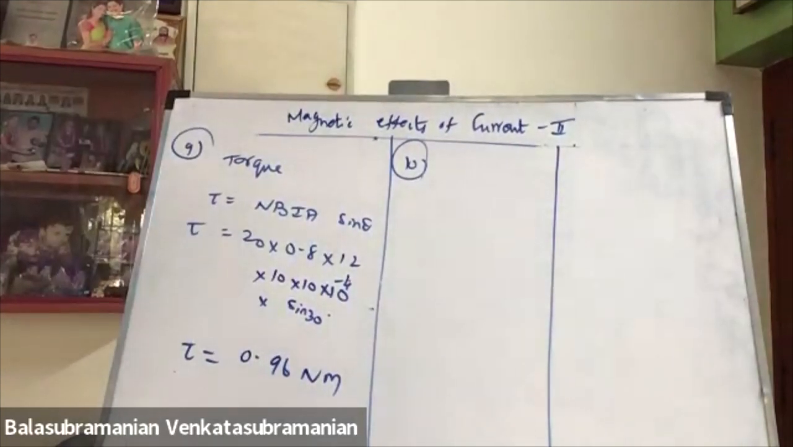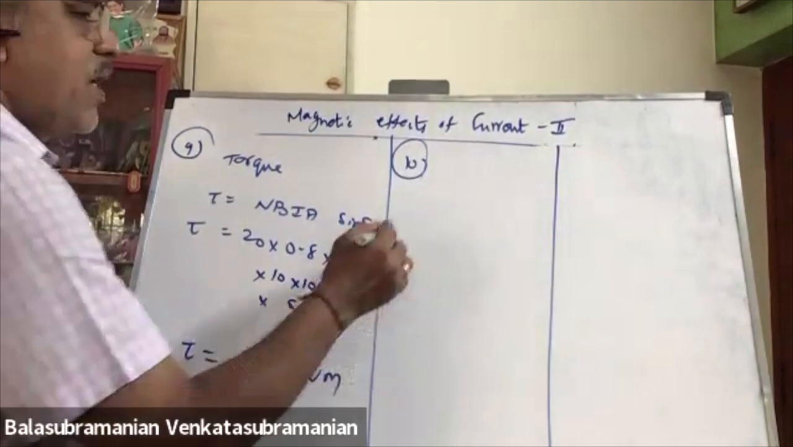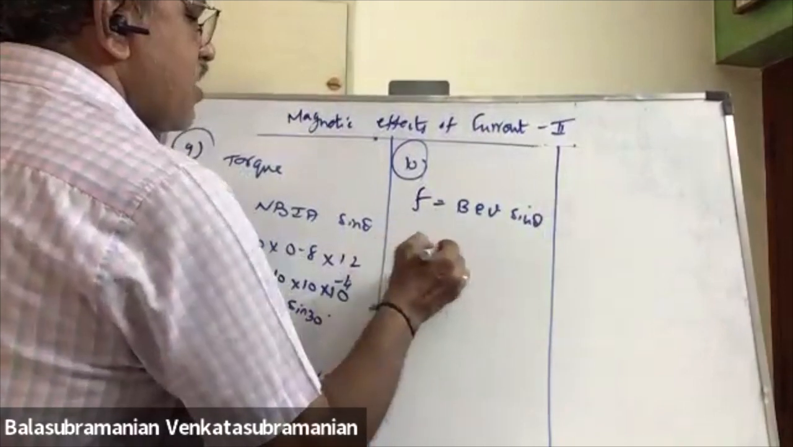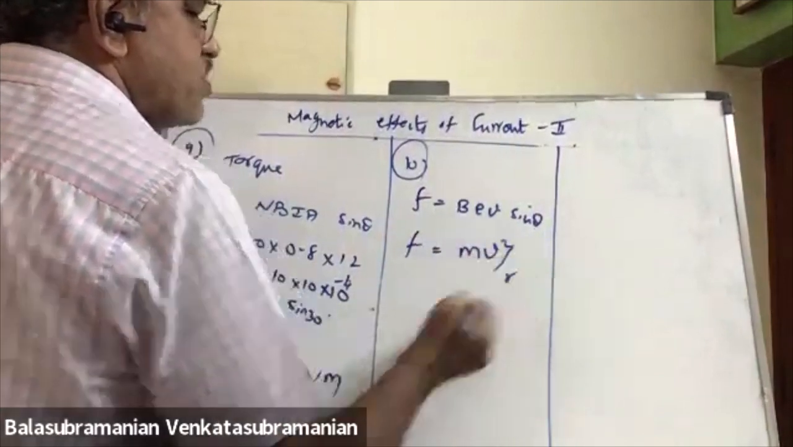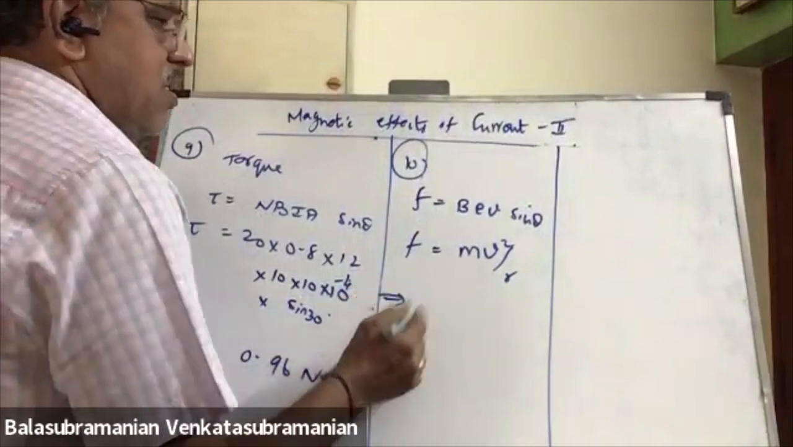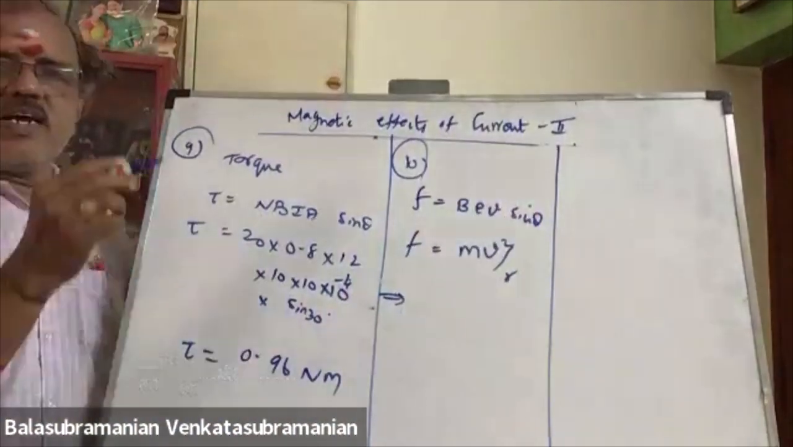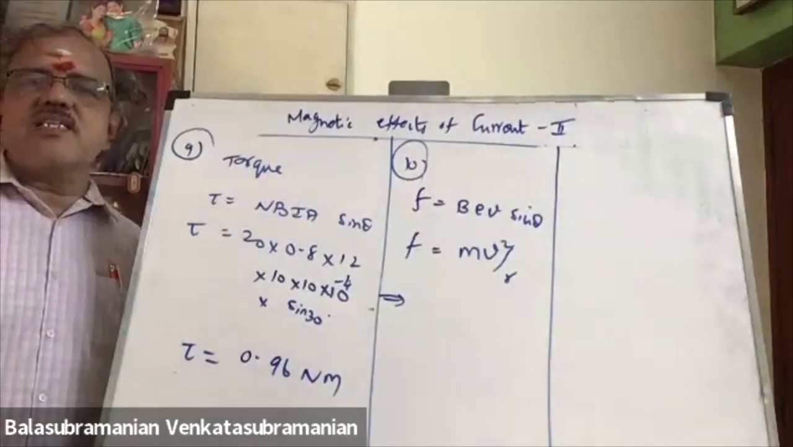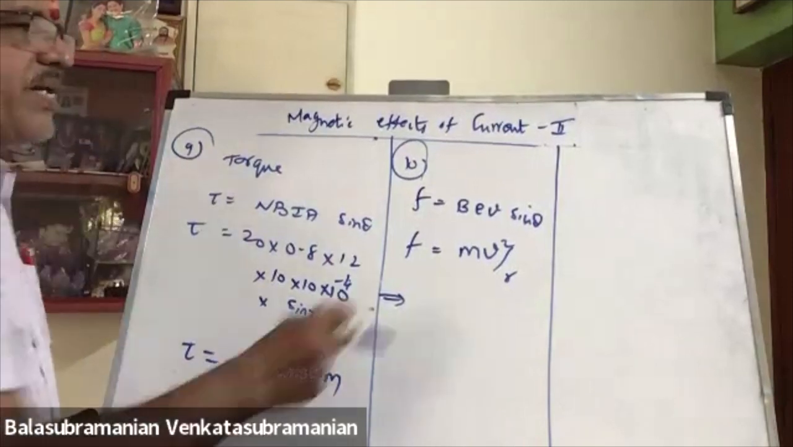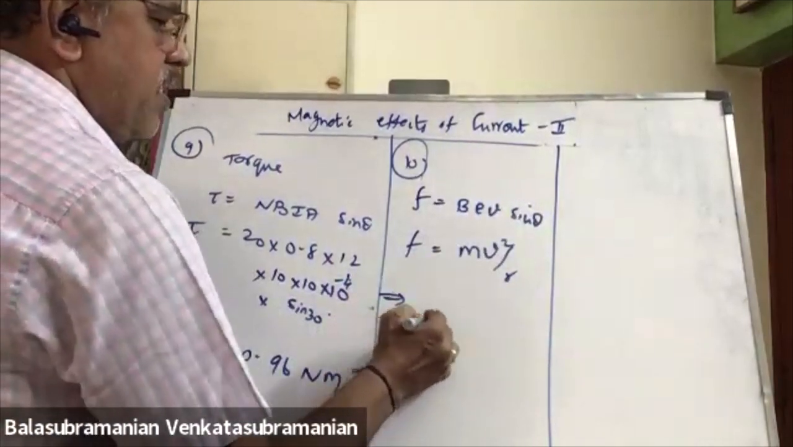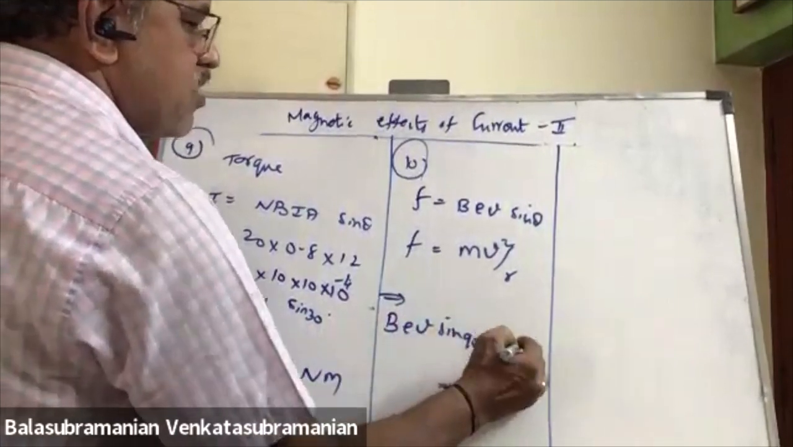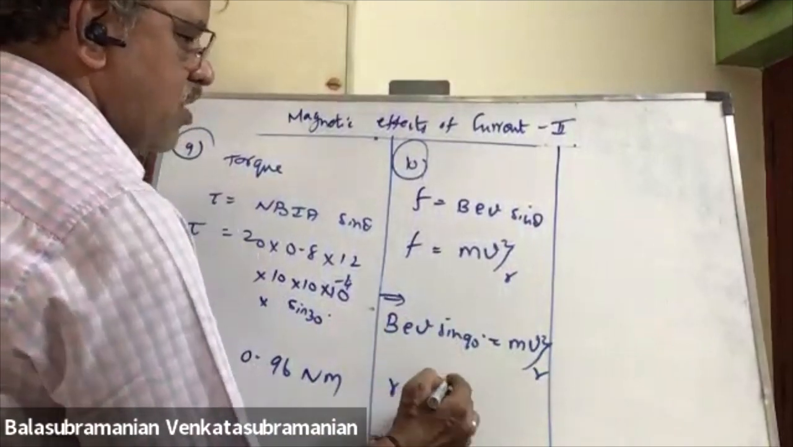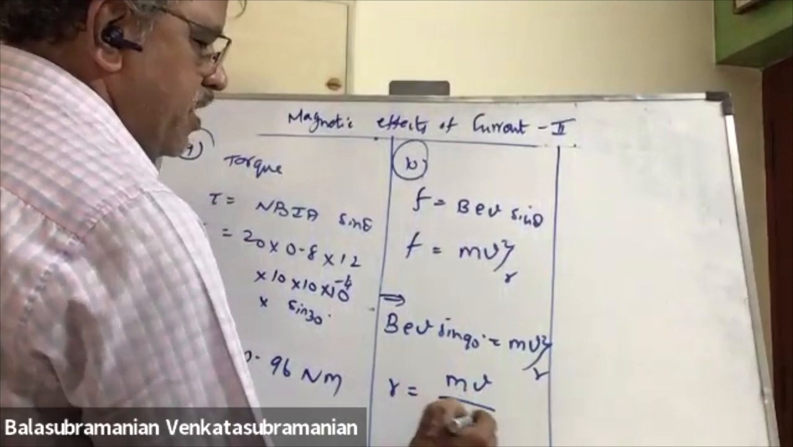Second part, we have to calculate the radius. Formula: F is equal to B e V sin theta. Circular path: F is equal to m v square by r. In our case, everywhere tangent and normal direction. Circular path means towards the center there exists a force. So theta should be 90. So B e V sin 90 is equal to m v square by r. One v gets cancelled. r is equal to m v by B e.